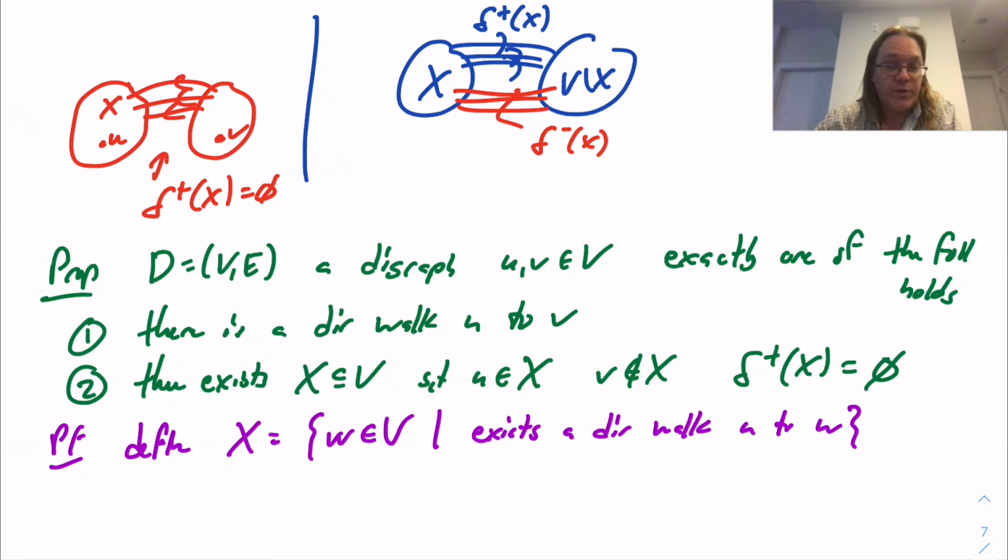Now, one easy property of x is that U must be in x. As in the undirected setting, we have a trivial directed walk consisting only of a single vertex. It's a perfectly valid walk. It's a walk of length 0. It's not a very exciting walk, but it is a walk that goes from any vertex to itself. So in particular, I have a walk that goes from U to U, and that means that my vertex U does lie in the set x.